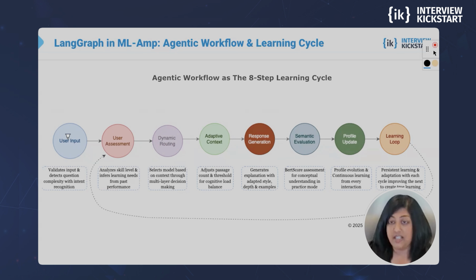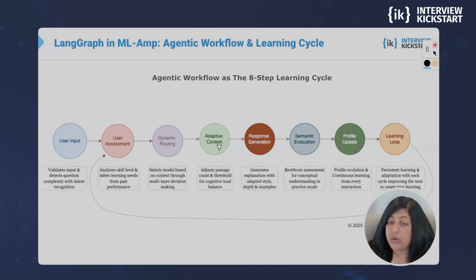That's the very first step in the cycle. It assesses the user's skill level and infers their learning needs based on their previous performance. Then it does the dynamic routing. We saw in the example of the personalized routing agent, right? That is dynamic routing, selecting a model based on the user context using a multi-layered decision making.